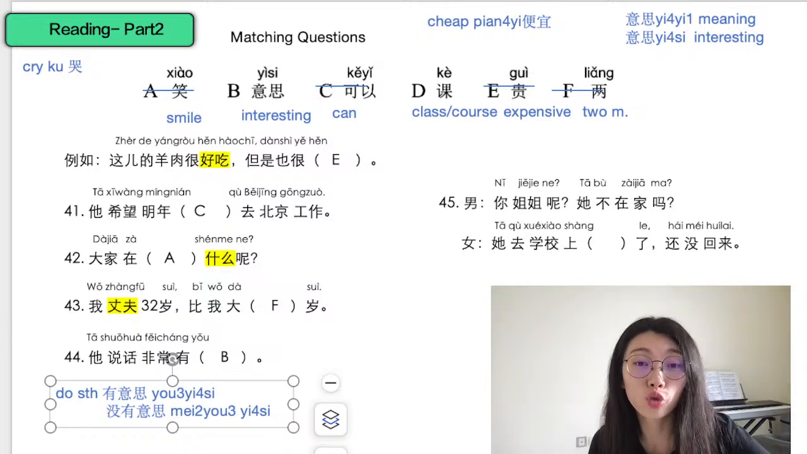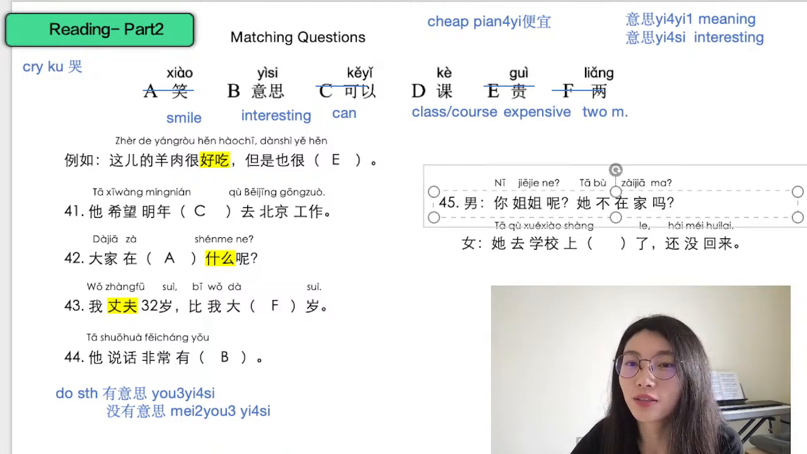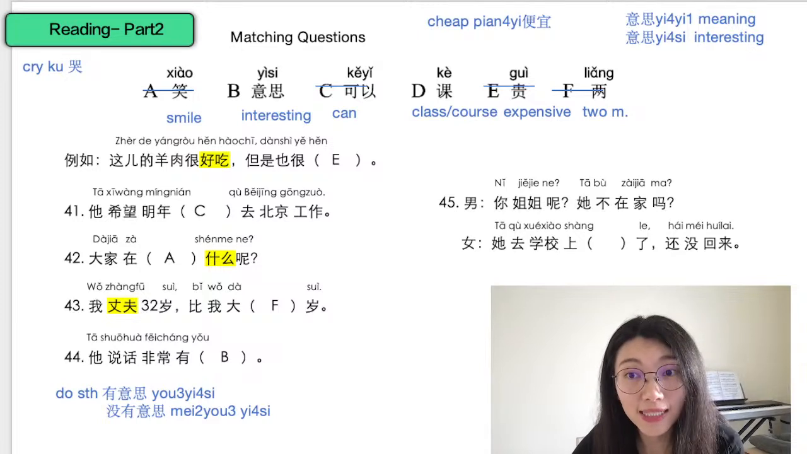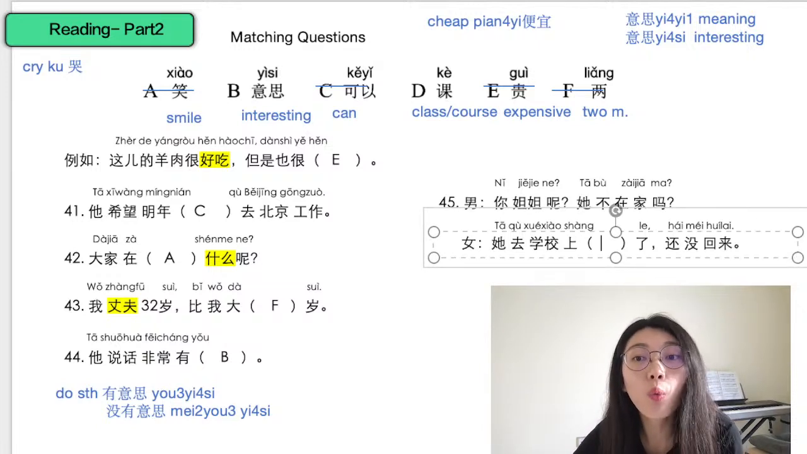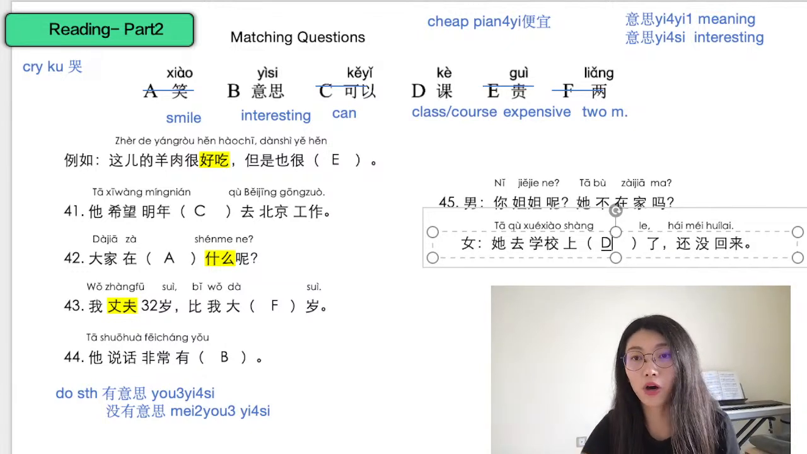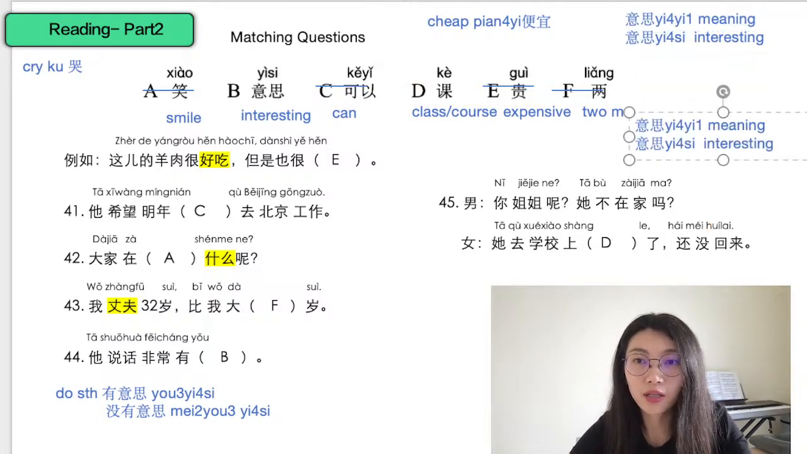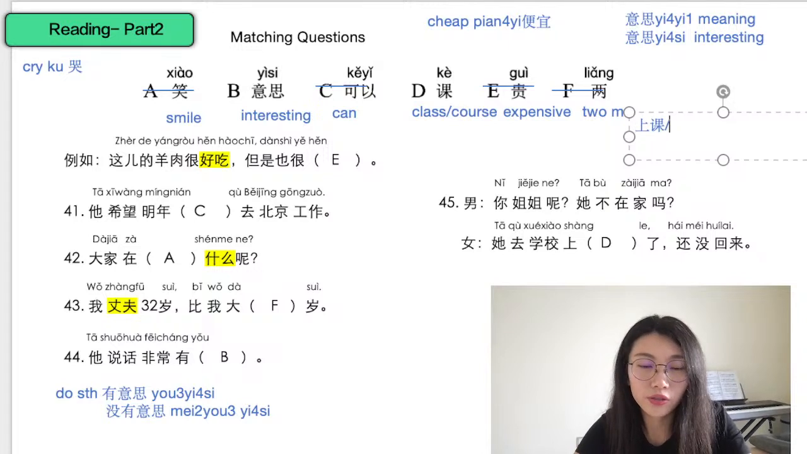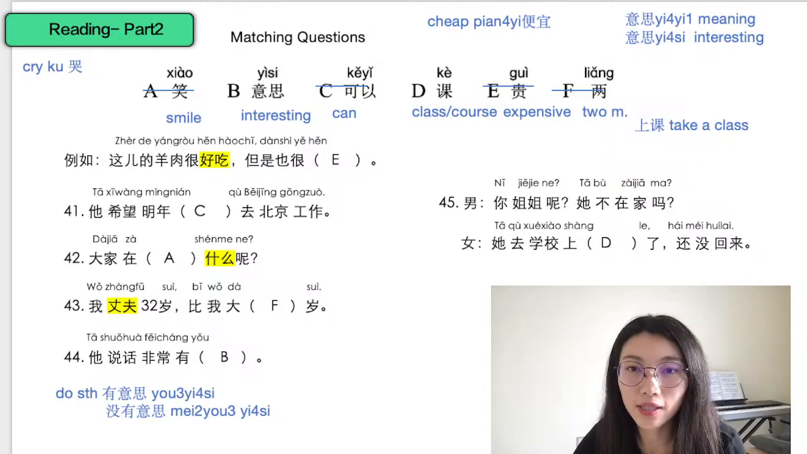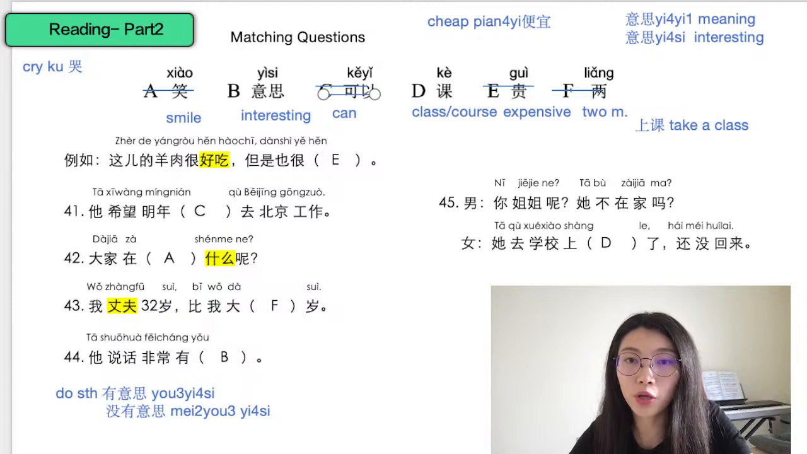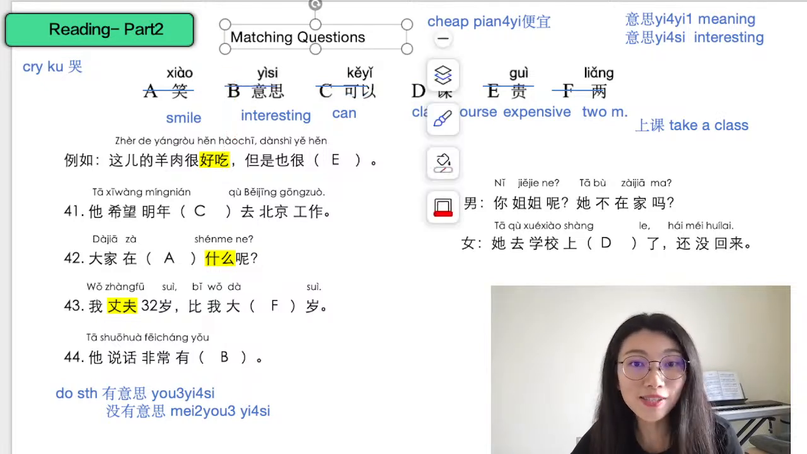学汉语说汉语没有意思。好了，45, last question. 男的说你姐姐呢？她不在家吗？女的说她去学校上 what 了. Okay, it's still a phrase here. 上课啦. 上课 means take a class. It's just a phrase. As long as you remember the phrase, you can do the question. So that's about part 2.